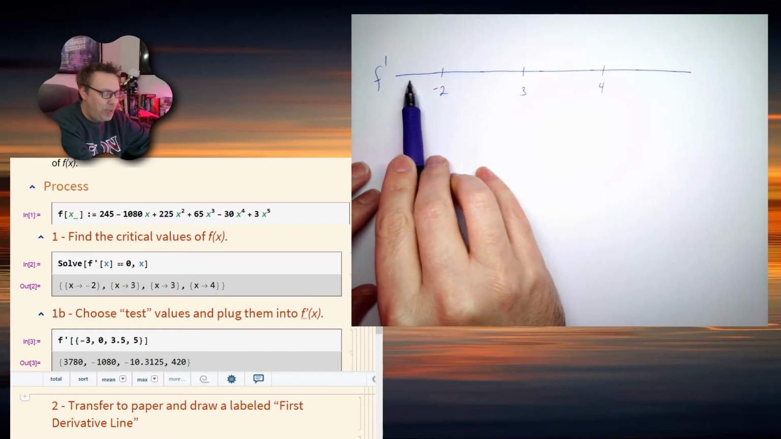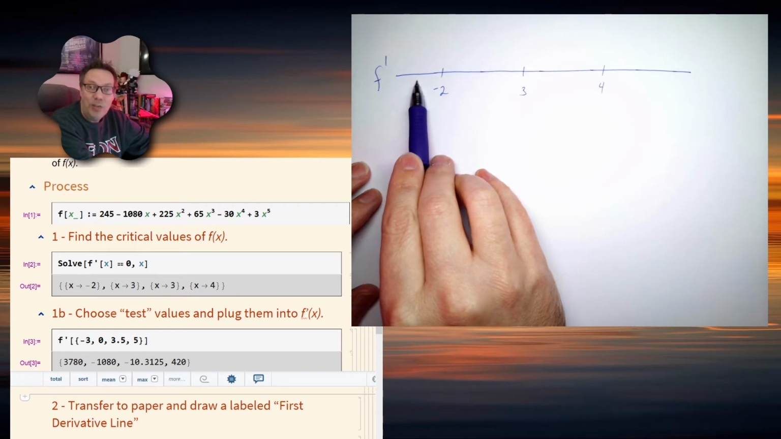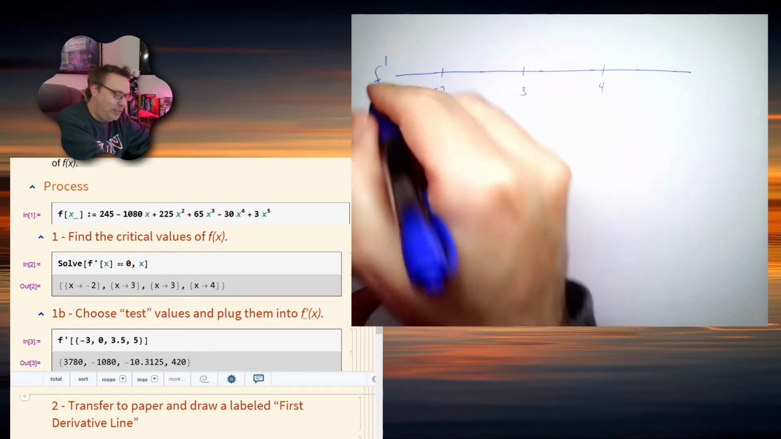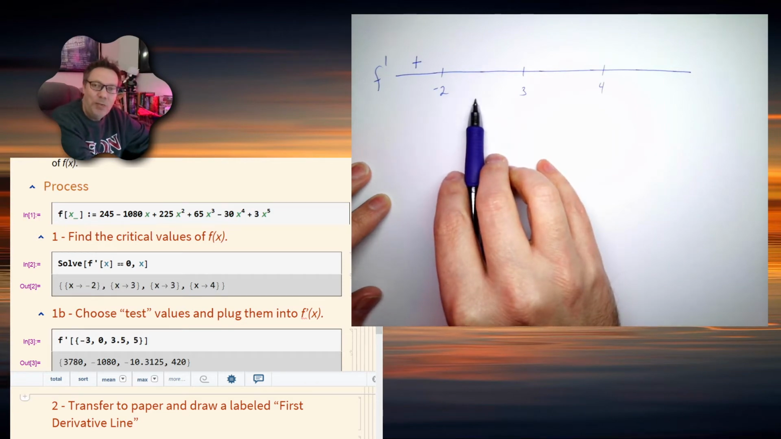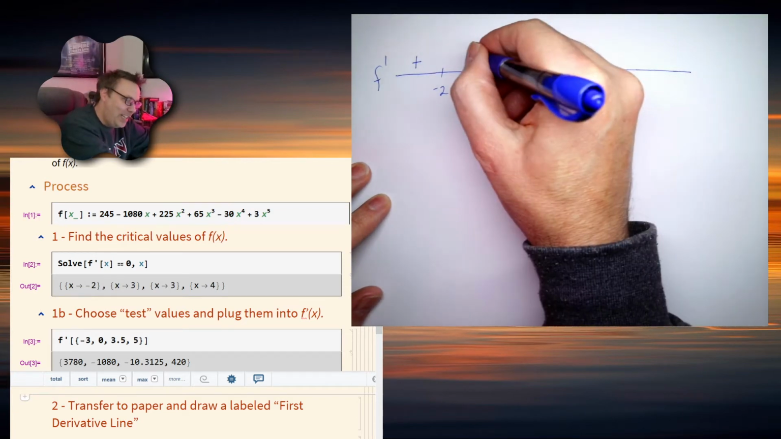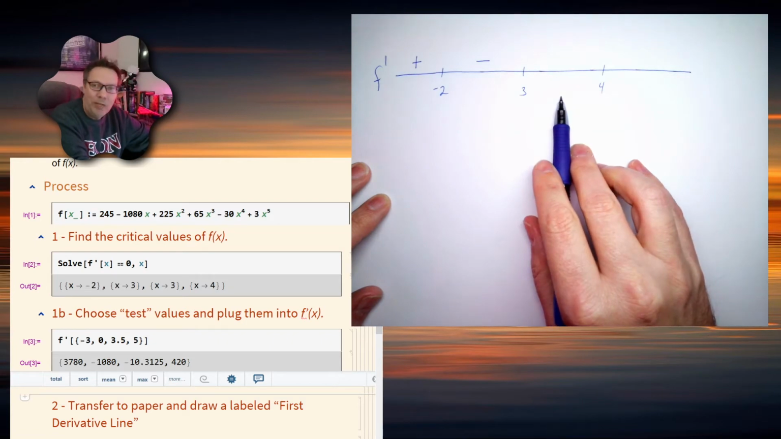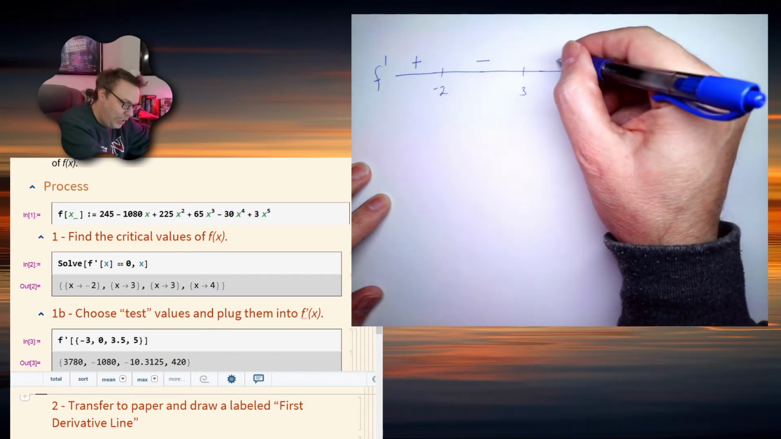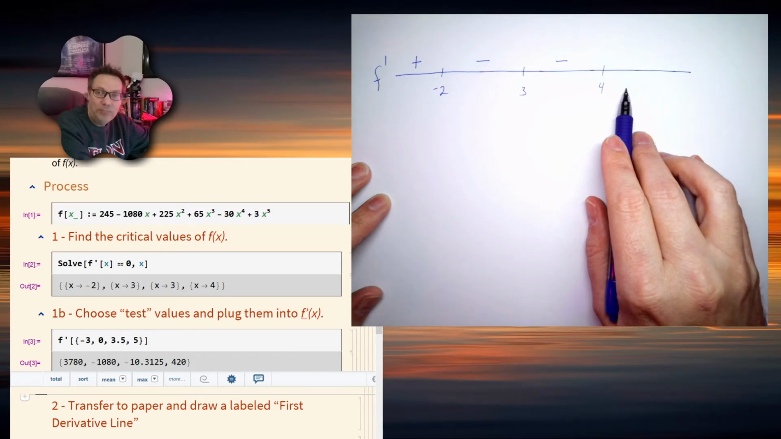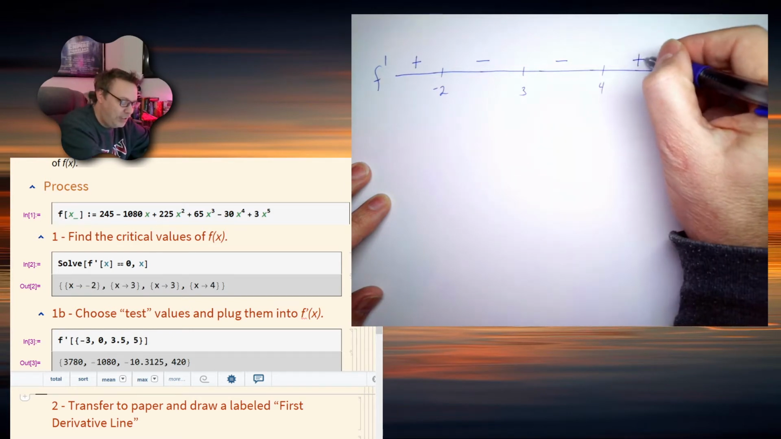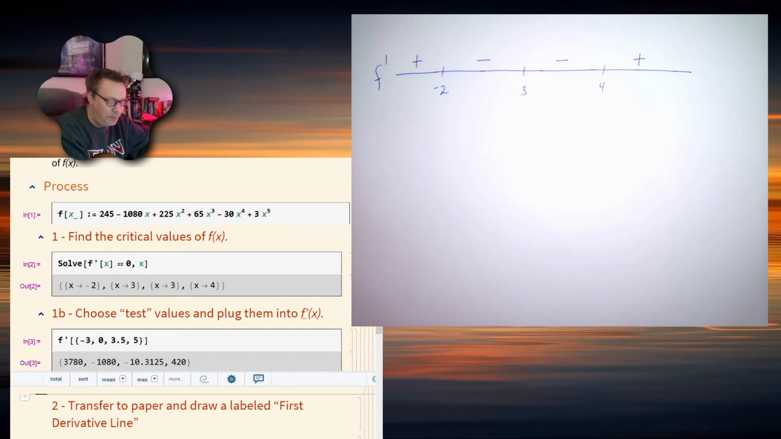My test value, when I plugged in a number less than -2, I got a positive answer. So I'm going to put a plus sign up there. A number between -2 and 3, I got a negative answer. Between 3 and 4, I also got a negative answer. Greater than 4, I got a positive answer.